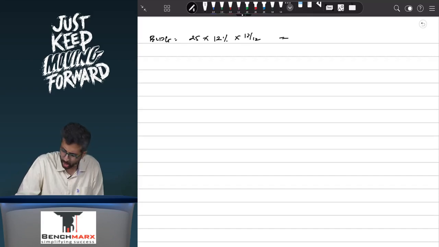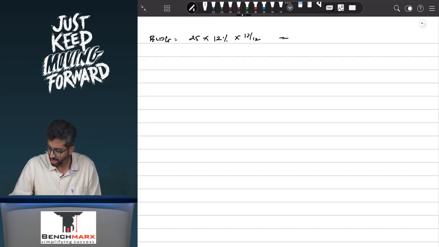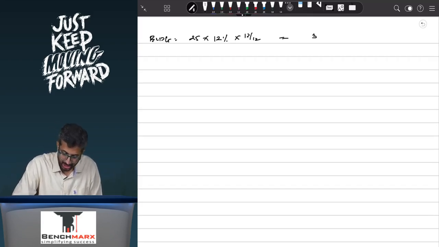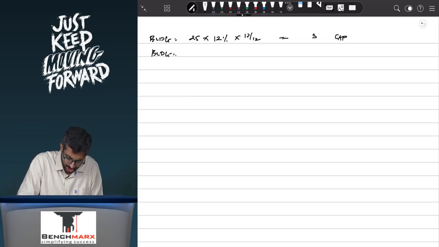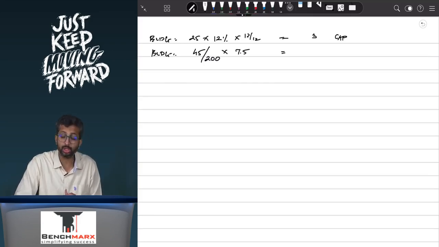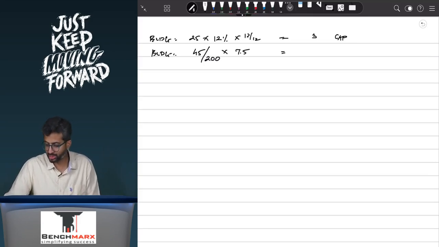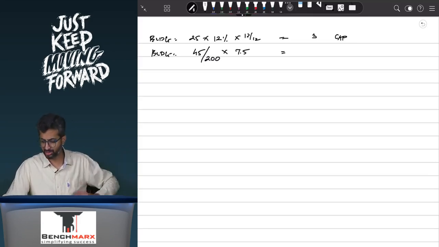So here there is no ambiguity at all. On this 25 lakhs into 12%, I think 3 lakhs. This will be capitalized along with the building. Now, building out of the general borrowings, it is 45, but 45 out of 200. Now the total borrowing cost attributable actual on general borrowings is 7.5. So like you were doing in earlier problems, I'll say there are multiple ways possible. This is one of the easier and consistent ways.